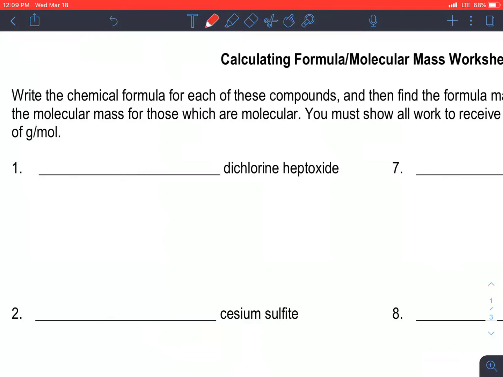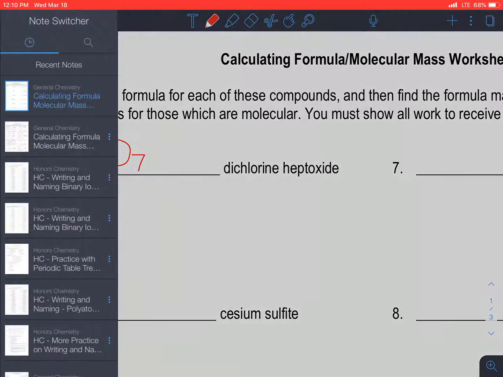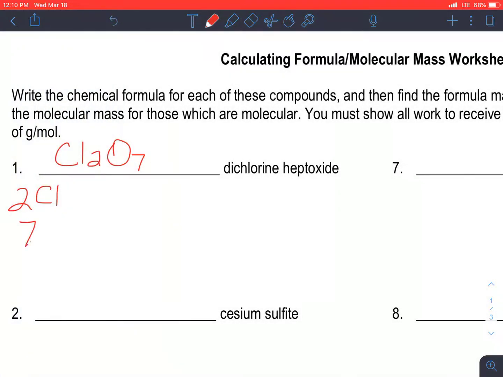So the first thing you need to do on the line is write the formula. So dichlorine, oh, and my pen keeps going off. Heptaoxide. Okay, so this is the formula. Once you get the correct formula, then you need to vertically list the elements and include their numbers of atoms. So in this formula, you have 2 chlorines and 7 oxygens.